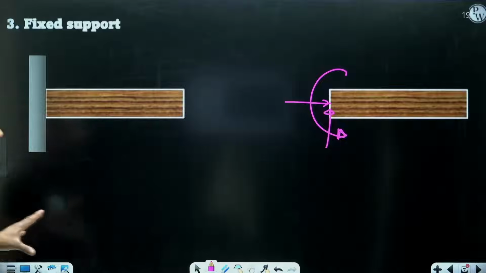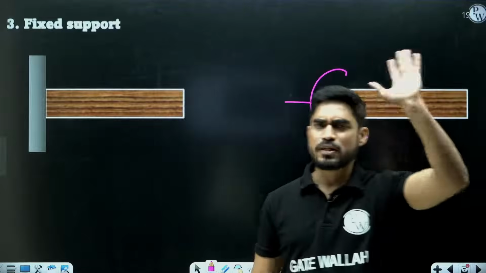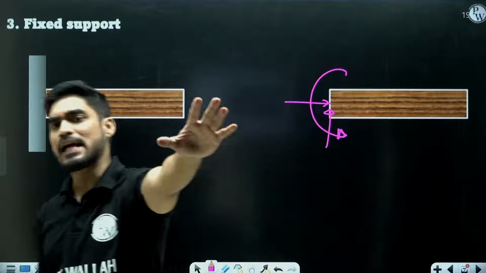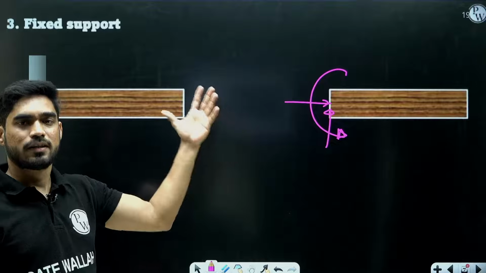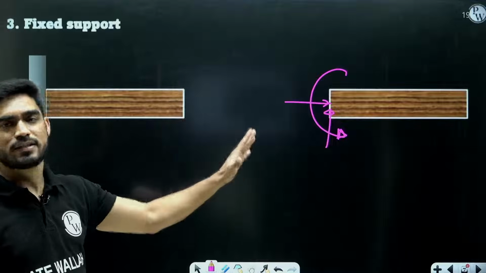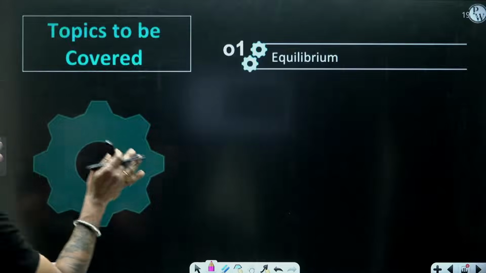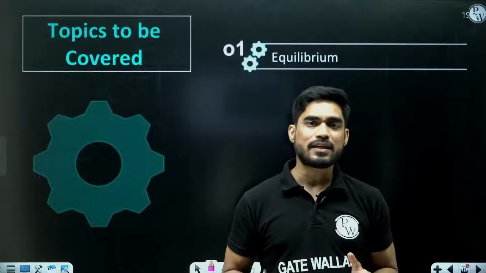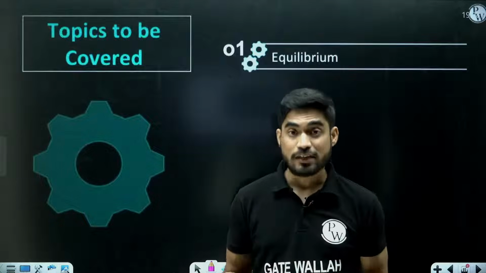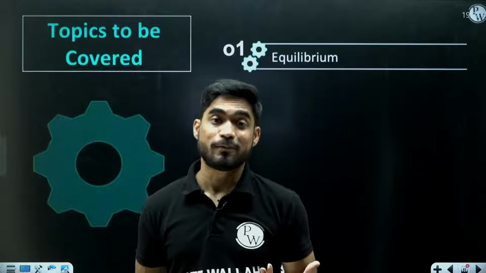So these were the three categories of supports. So whatever type of support the body has in real life, when we solve the problem in engineering mechanics, we will consider either one of these three supports. And now in today's class, we are going to start with equilibrium. See, the entire statics part is based on the concept of equilibrium. Okay, so we need to first understand what do we mean by equilibrium.